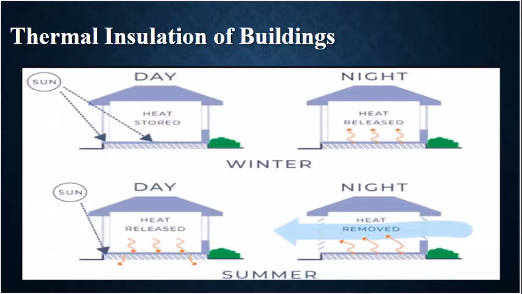Thermal insulation of buildings. Thermal insulation reduces heat transfer between the interior and exterior of a building, enhancing energy efficiency and comfort. Insulation materials can be applied to walls, roofs, and floors, with various types including fiberglass, foam, and cellulose. Proper insulation installation is vital to prevent air leaks and thermal bridging, which can compromise performance. Effective insulation contributes to lower energy bills and improved indoor climate control.